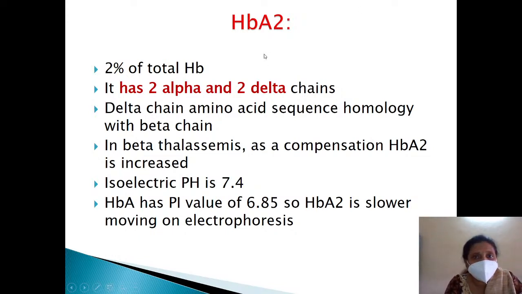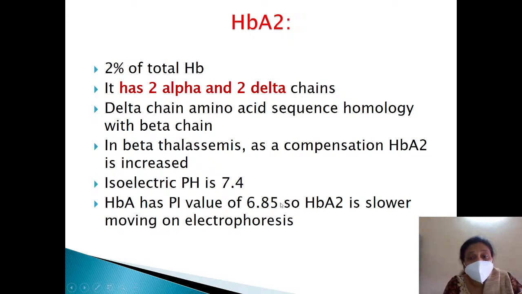Then coming to HbA2. HbA2 constitutes about 2% of the total hemoglobin, and it is composed of 2 alpha and 2 delta. HbA1 has 2 beta chains; in place of beta, HbA2 has 2 delta chains. The amino acid sequence homology of the delta chain is almost similar to that of the beta chain. HbA2 being a protein, its isoelectric pH is 7.4, but HbA1 isoelectric pH is 6.85.